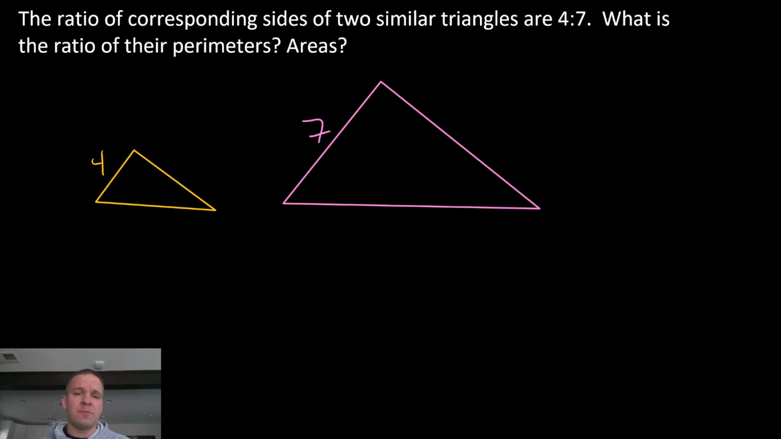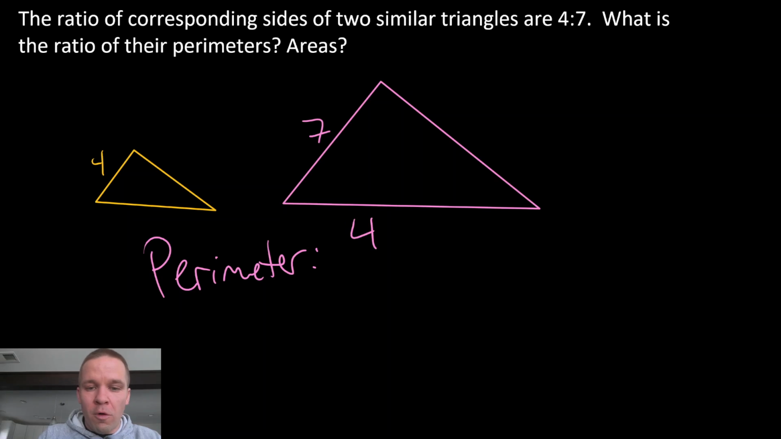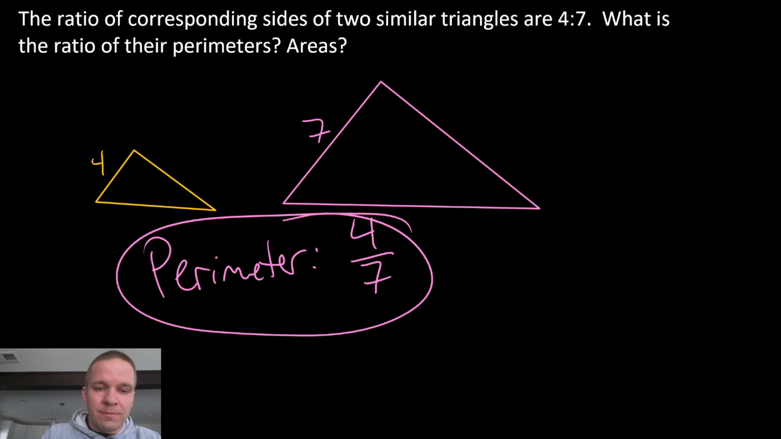And if two corresponding sides are 4 to 7, then all of my corresponding sides are going to be 4 to 7 if these two are indeed similar triangles, right? If they're similar triangles, the sides are proportional in that 4 to 7 ratio. So if I add all my sides up and all of my sides are in the ratio of 4 to 7, then the perimeter is going to be 4 to 7 as well. Okay, that's just perimeter though.